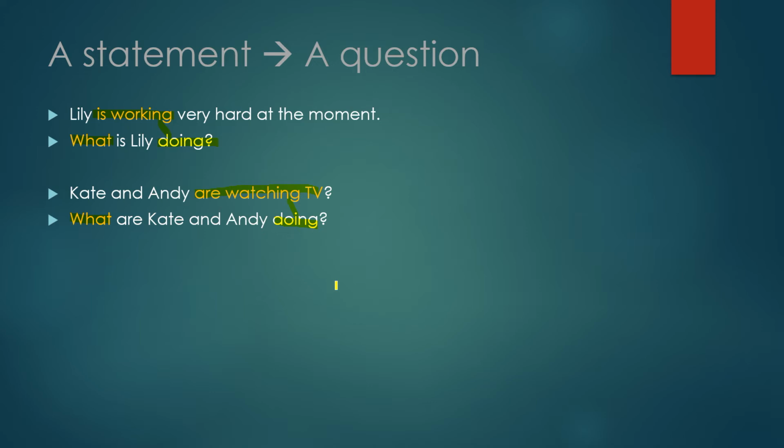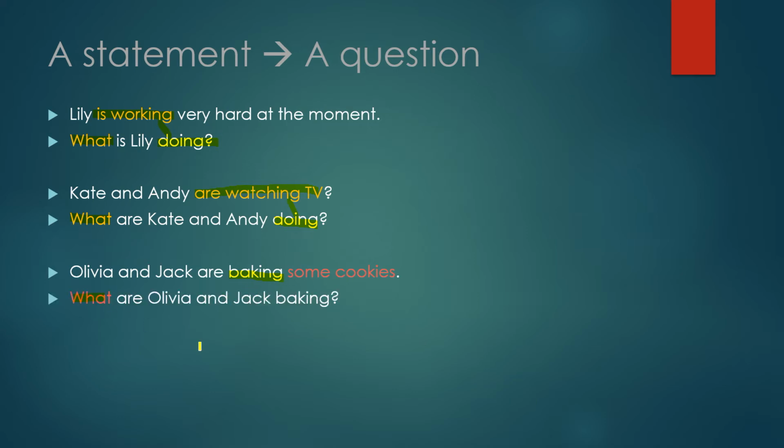Now the next 2 examples are for an unknown thing. Olivia and Jack are baking some cookies. So see, in this case, we do know what the person is doing, or people, what they are doing. We do know the action. The action is baking, but we don't know what they are baking. So we say, what are Olivia and Jack baking?